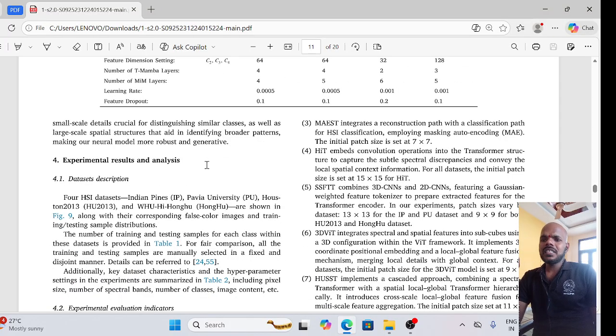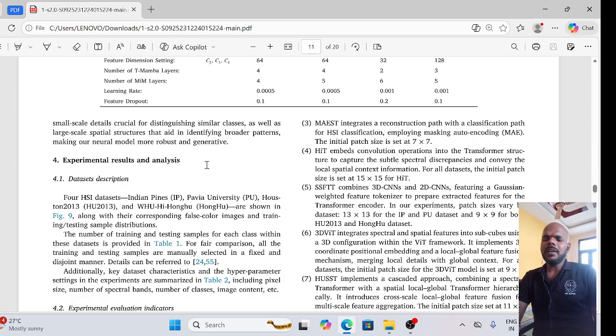So in this section, they discuss what kind of results are obtained using the proposed or experimented model, what type of improvement is achieved compared to the other existing models. So they will discuss that in this section.